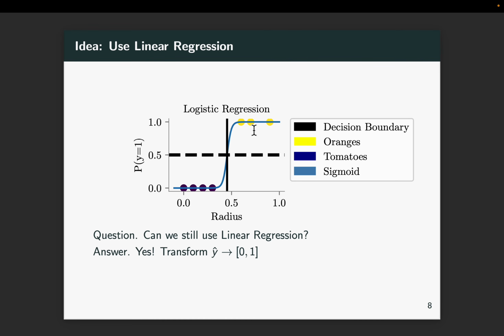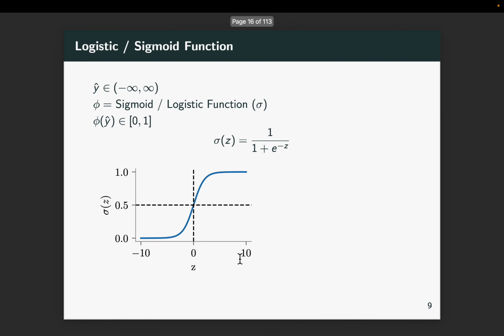So the idea is we first get y hat as x theta, or x transpose theta. Then we apply a functional transformation, which is the sigmoid transform, after which it comes in the 0 to 1 range. So we use the sigmoid function for it. The sigmoid function has this form: sigma of z, or phi of z, is 1 over 1 plus e to the power minus z.